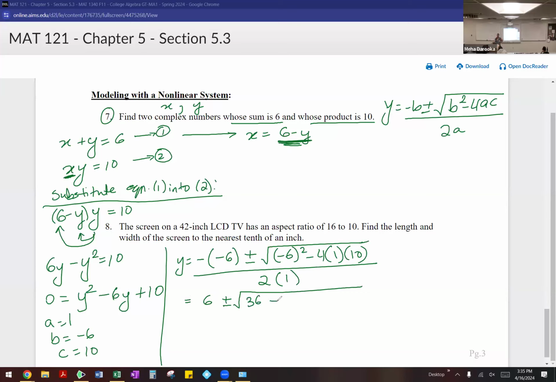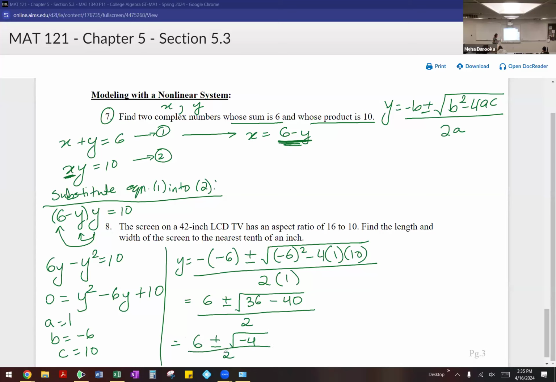Minus 4 times 1 is 4, 4 times 10 is 40, so negative 40, divided by 2 times 1 is 2. And you can see, guys, they did tell us complex numbers, right? Which means we should have that imaginary number i show up. So that 36 minus 40 underneath the square root is hinting towards that. All right, so this will become 6 plus or minus 36 minus 40 is negative 4.